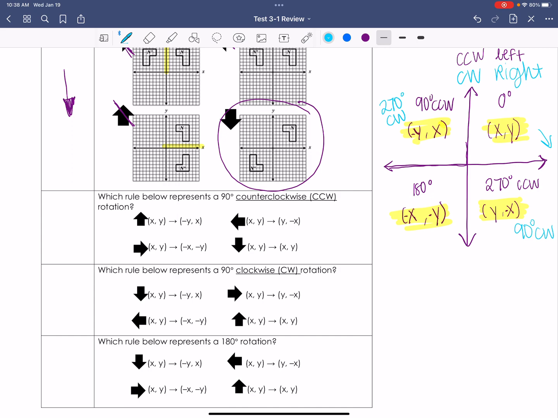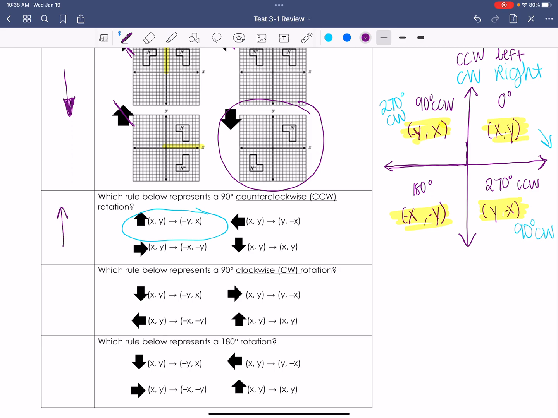So now let's go ahead and answer our questions. It says, which rule below represents a 90 degrees counterclockwise rotation? So if I reference here, the one that represents a 90 degree counterclockwise rotation is going to be negative y, comma, x. So here your up arrow is going to be your answer.